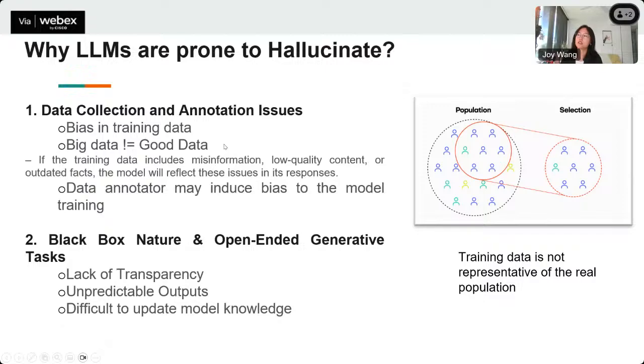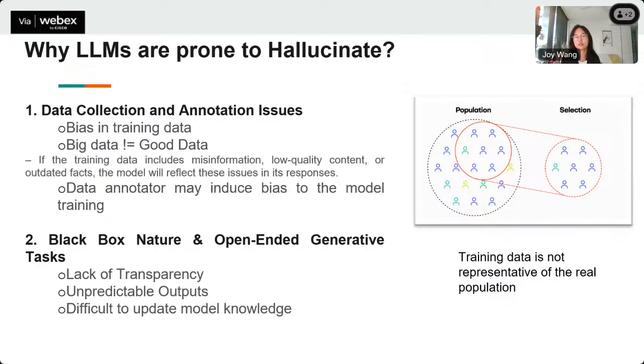So another question is, after we introduced so many ethical risks, why are large language models prone to hallucination and biased content? The first reason is that these models are trained on numerous data sets, so bias may be introduced during data collection and annotation. Big data is not equal to good data. Assuming these large language models are trained on web data and Wikipedia data, if the training data includes misinformation, low quality content, outdated facts and duplicate information, the model will inherently reflect these issues in its generation process.